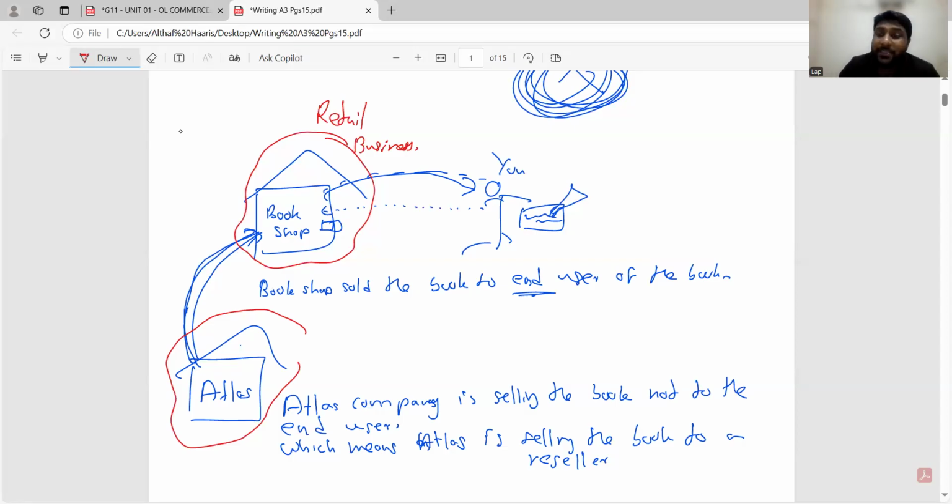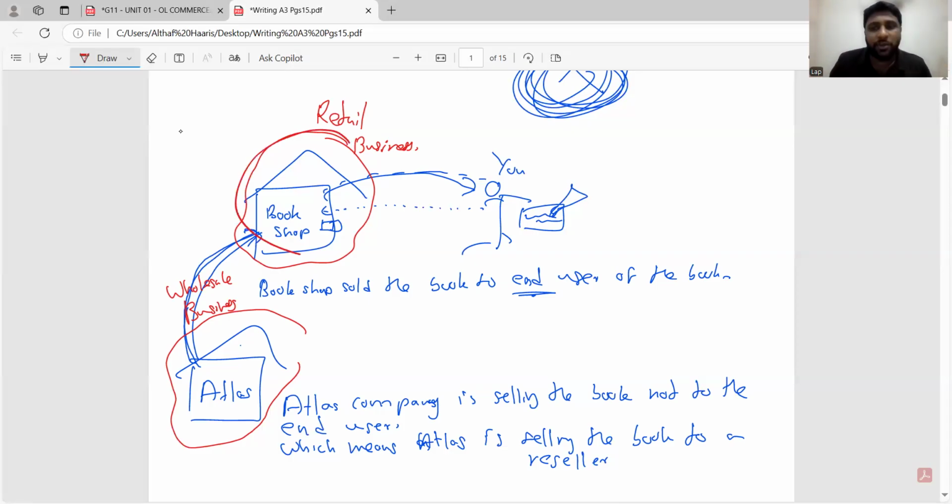Atlas is selling to a reseller. That bookshop will sell it again. Atlas will give thousands of books to a bookshop. Out of that 1,000 books, you will get only one book. You won't go and buy thousands of books. So Atlas, in this particular example, is a wholesale business. Large quantities. For each bookshop, they are giving 1,000 books. You think and see the amount of books that Atlas has. Big quantities.